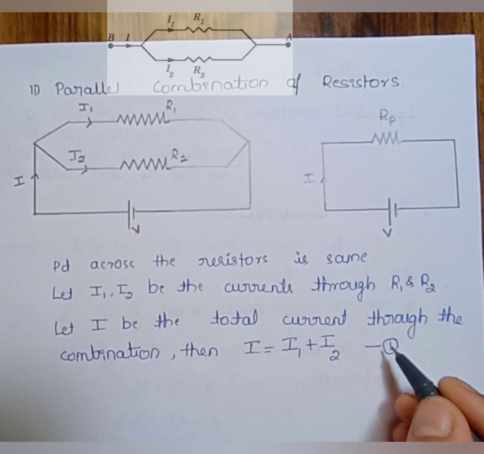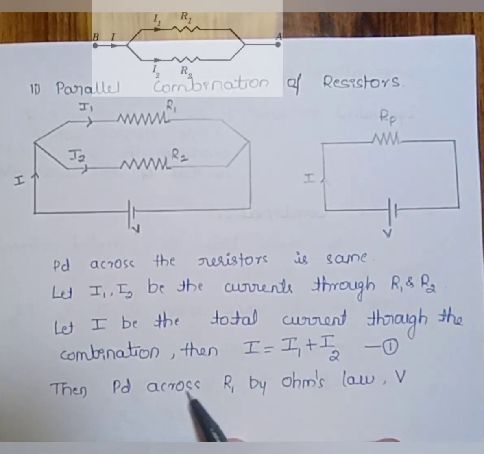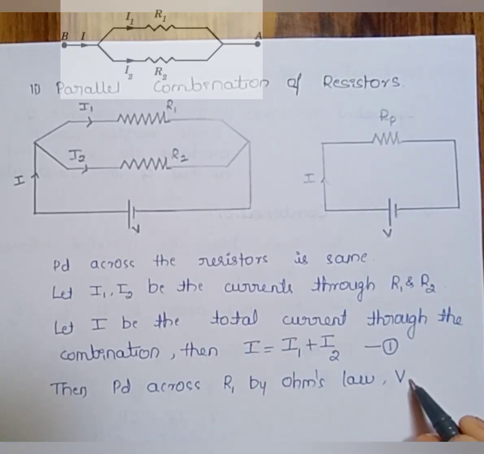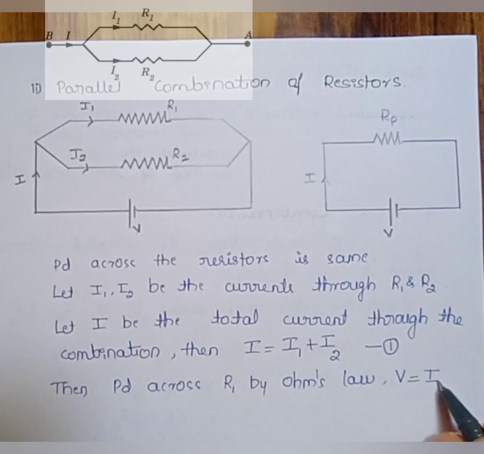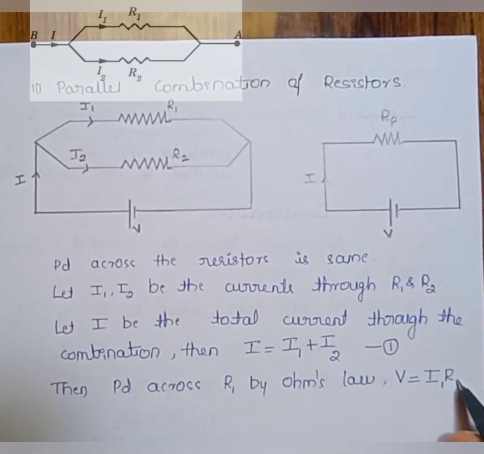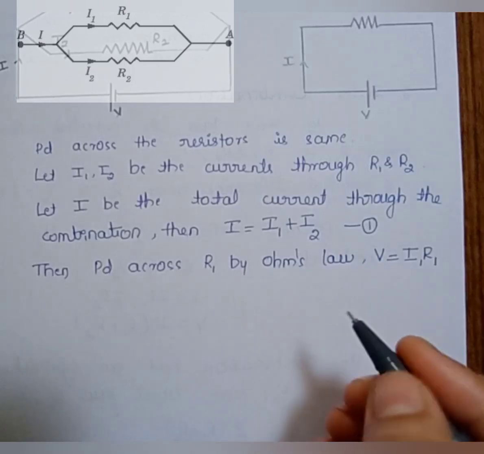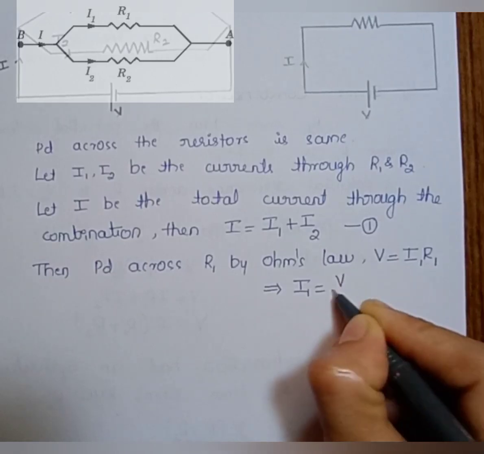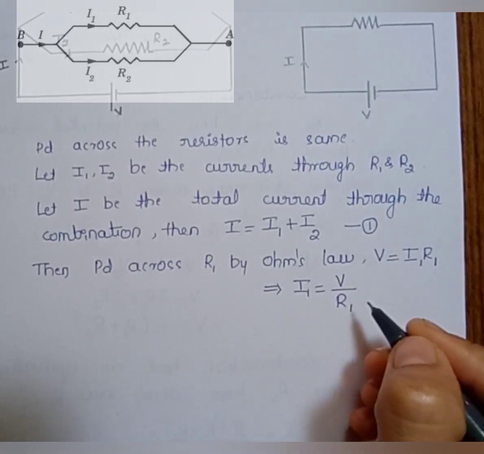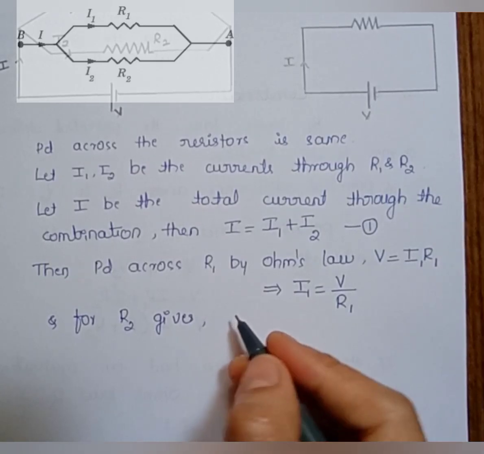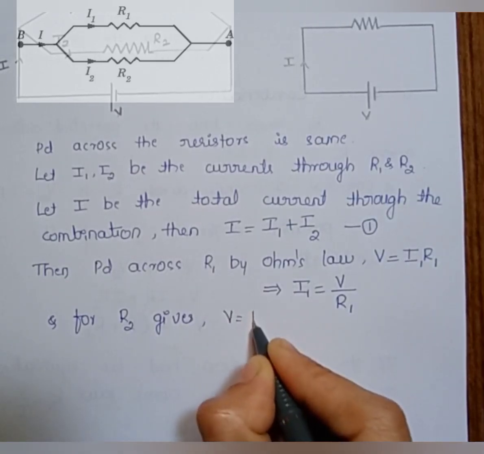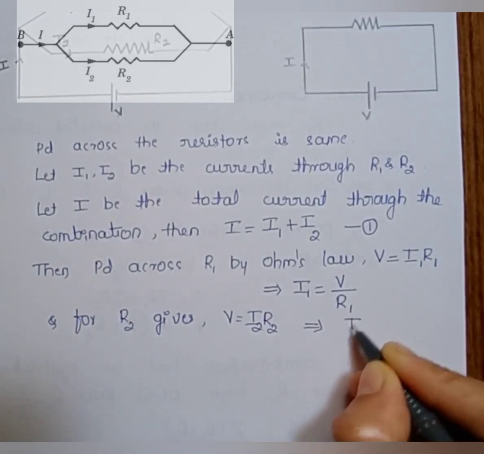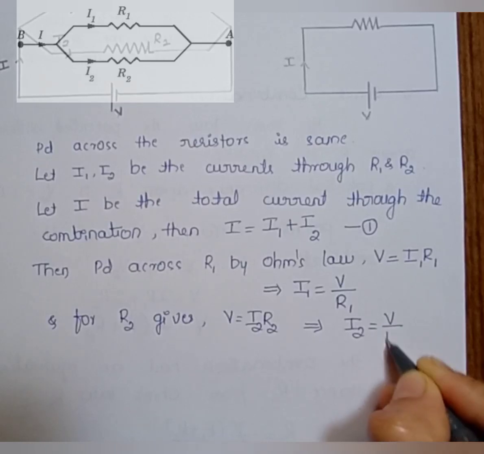Equation 1. Then the potential difference across R1 according to Ohm's law can be written as V equal to I1 into R1, which implies I1 is equal to V divided by R1. And for the R2 resistor, V is equal to I2 into R2, which implies I2 is equal to V divided by R2.